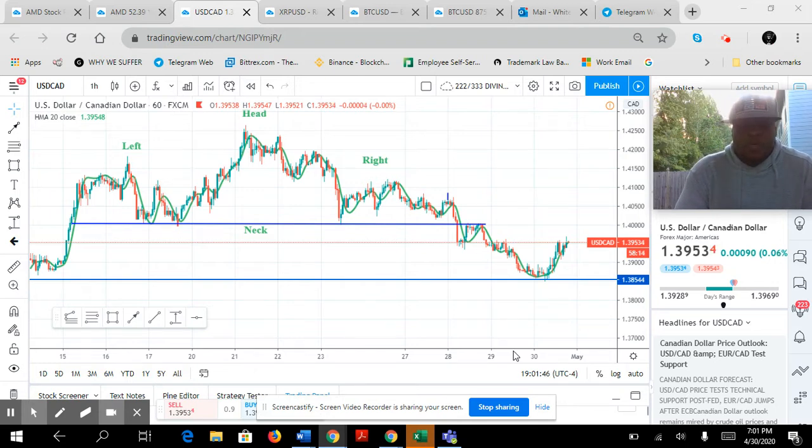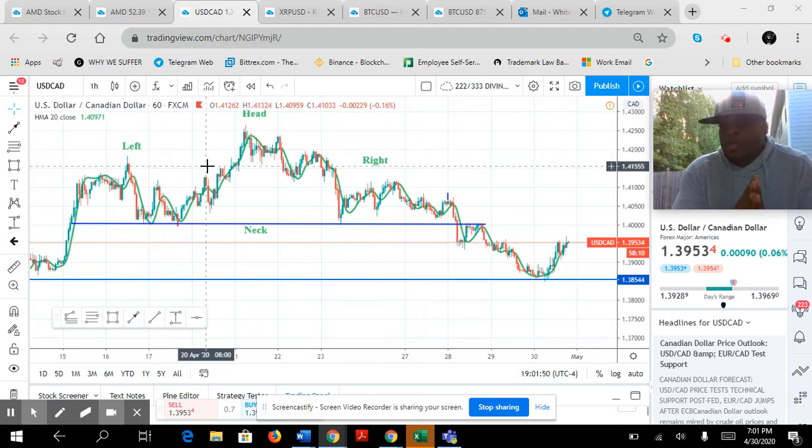All right. So I already labeled. We're on a US dollar, Canadian dollar, on a 1 hour. So this trade did go well for me this week, and I counter trend traded it too. So that's a great thing.